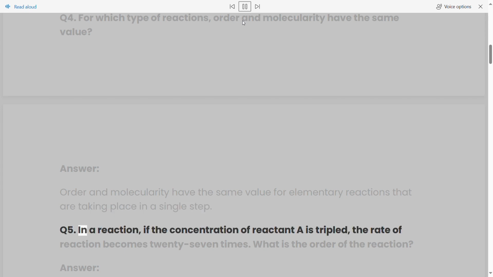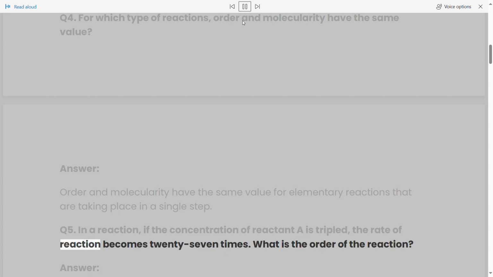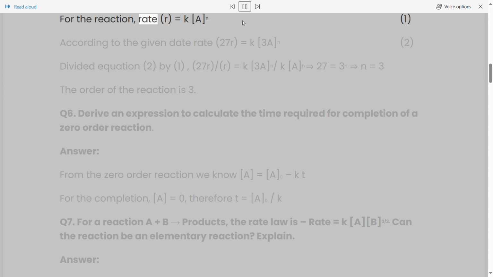Q5. In a reaction, if the concentration of reactant A is tripled, the rate of reaction becomes 27 times. What is the order of the reaction? Answer. For the reaction, rate R = k[A]^n (1). According to the given data, 27R = k[3A]^n (2). Dividing equation 2 by 1, 27R/R = k[3A]^n/k[A]^n, so 27 = 3^n, n = 3. The order of the reaction is 3.